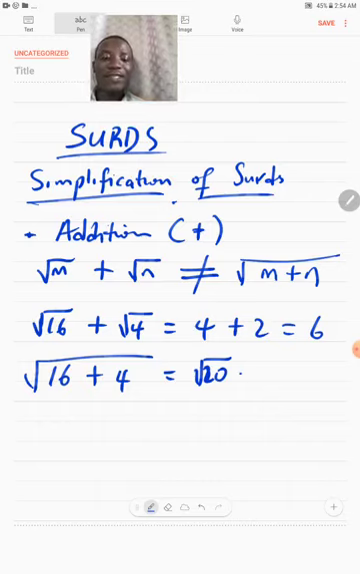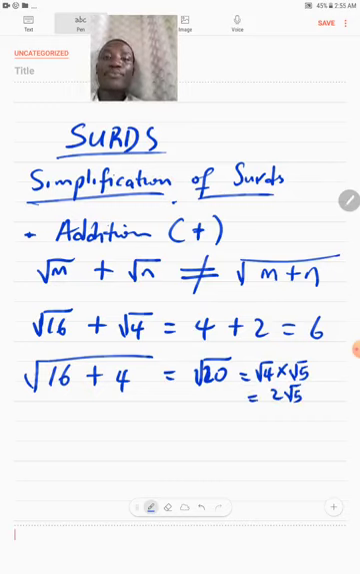In fact, if we apply simplification of surds, which we are about to do in this video, you will see that root 20 will simply give me root 4 times root 5, and then that will give me 2 root 5.